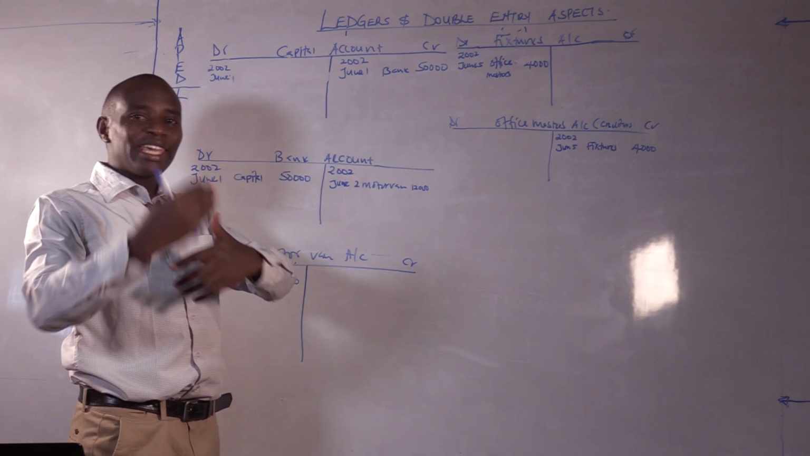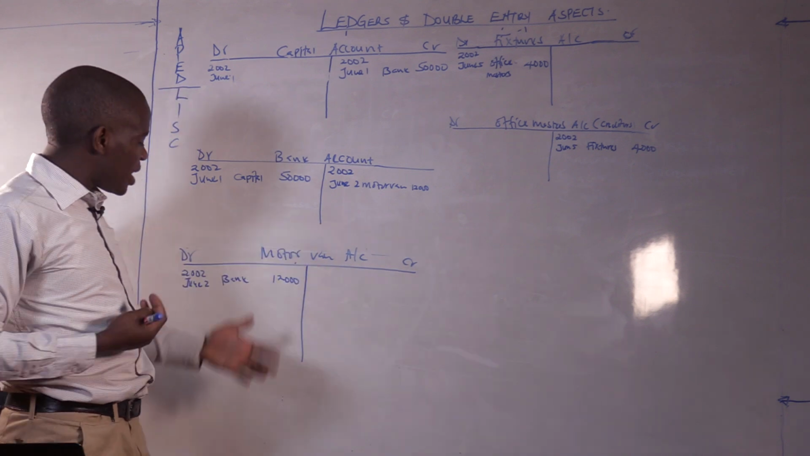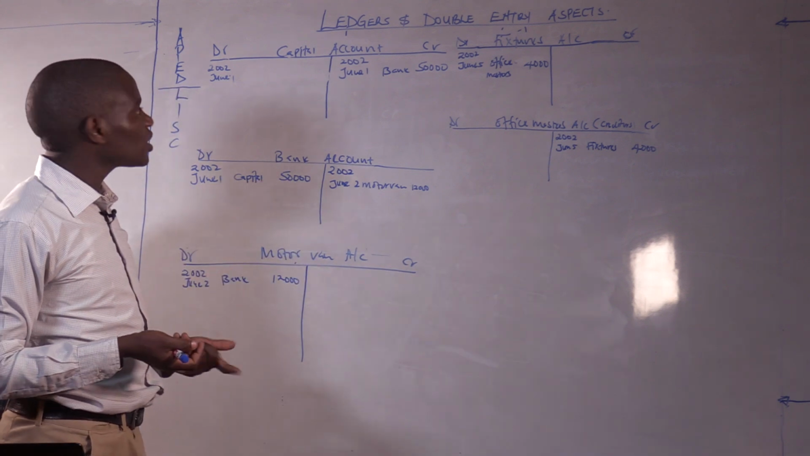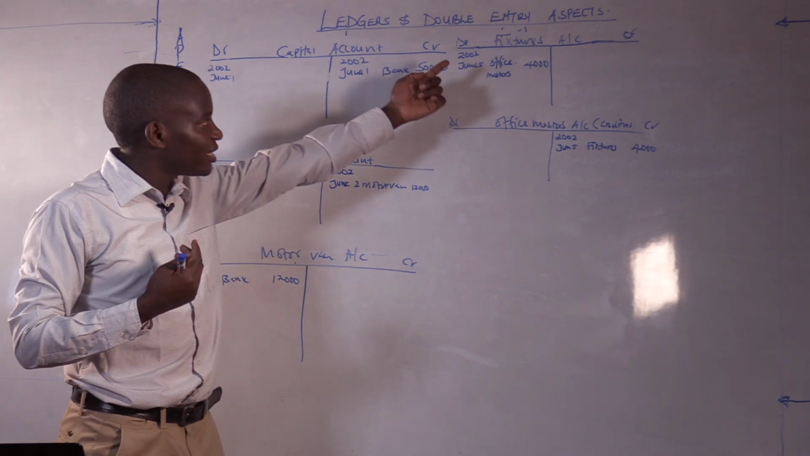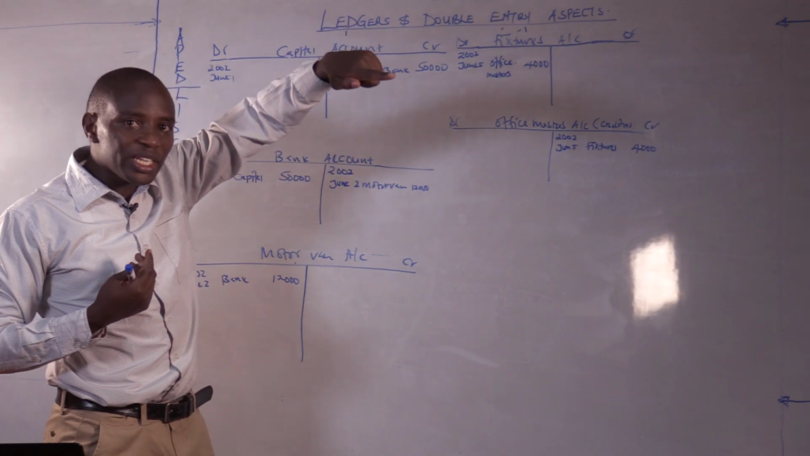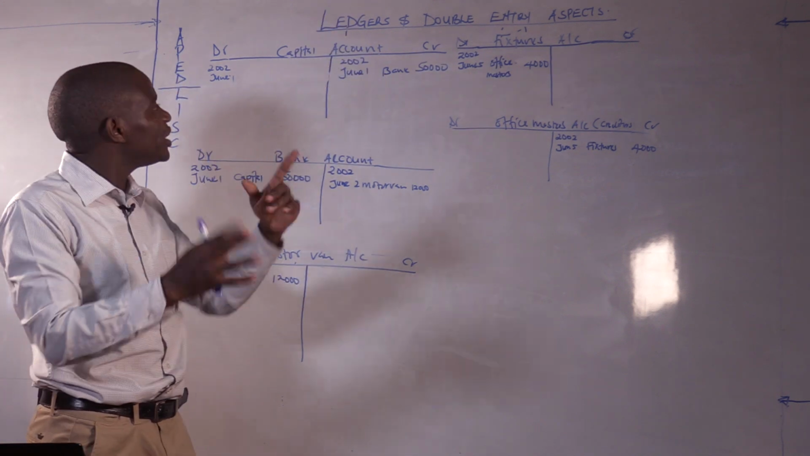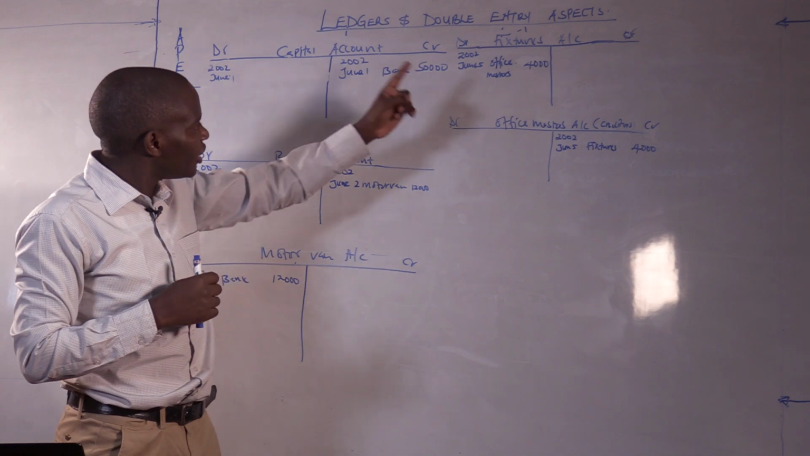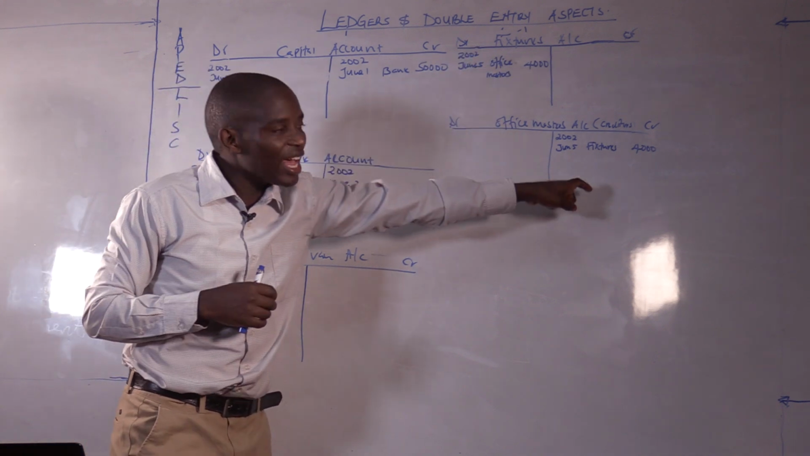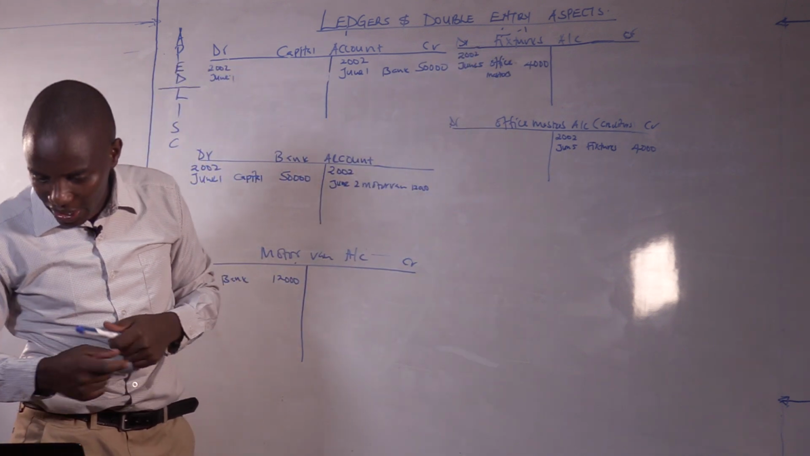And if you are keen with how we are recording these transactions, for every debit there is a corresponding credit. That's how simple it is for double entry. For every debit that you are making, there is a credit entry that you are making on the other side.